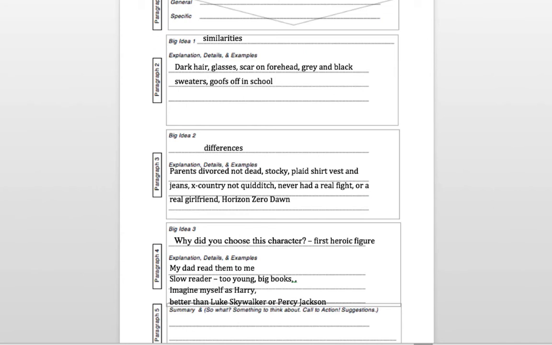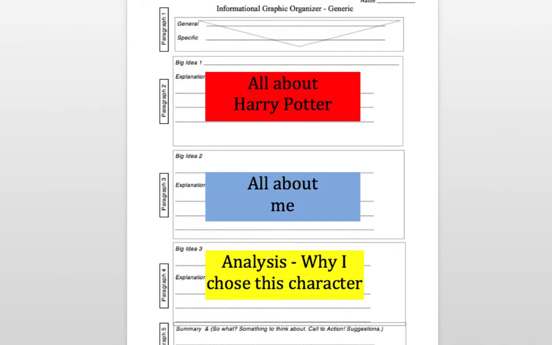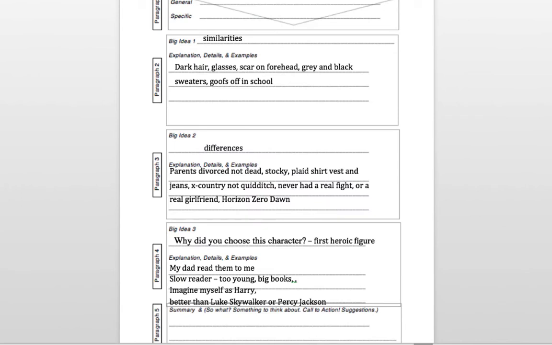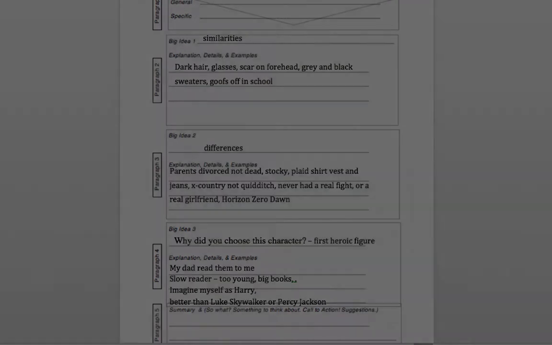Students must choose how they want to organize their essay. Here's one way: a paragraph detailing how we are similar, a paragraph detailing how we are different, and then a close analysis of why you chose this character. A different way is to give a detailed examination of your character, then a detailed examination of yourself, and then end with a close analysis of why you chose this character. Choose the way you want to organize your essay, then complete your informational graphic organizer.